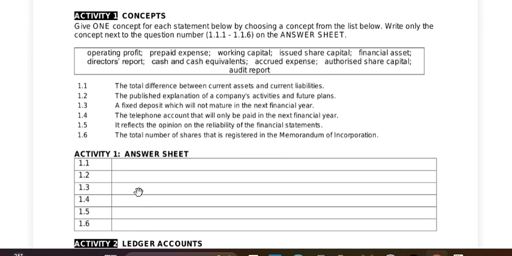So, okay, we have an activity here. Our activity says give one concept for each statement below by choosing a concept from the list below. Write only the concept next to the question number 1.1.1 to 1.1.6 on the answer sheet. So I'll just wait a couple of seconds. This is on the concepts.